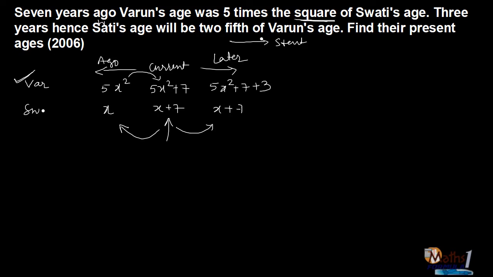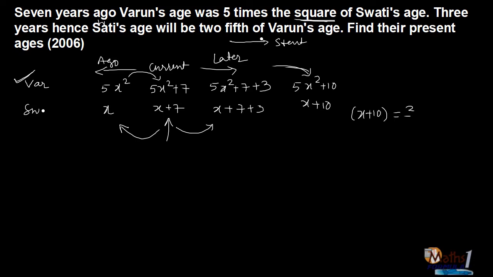So x plus 7 plus 3, this will give me 5x square plus 10, and this will give me x plus 10. So this will be after 3 years. Then the condition starts. Swati's age is x plus 10.